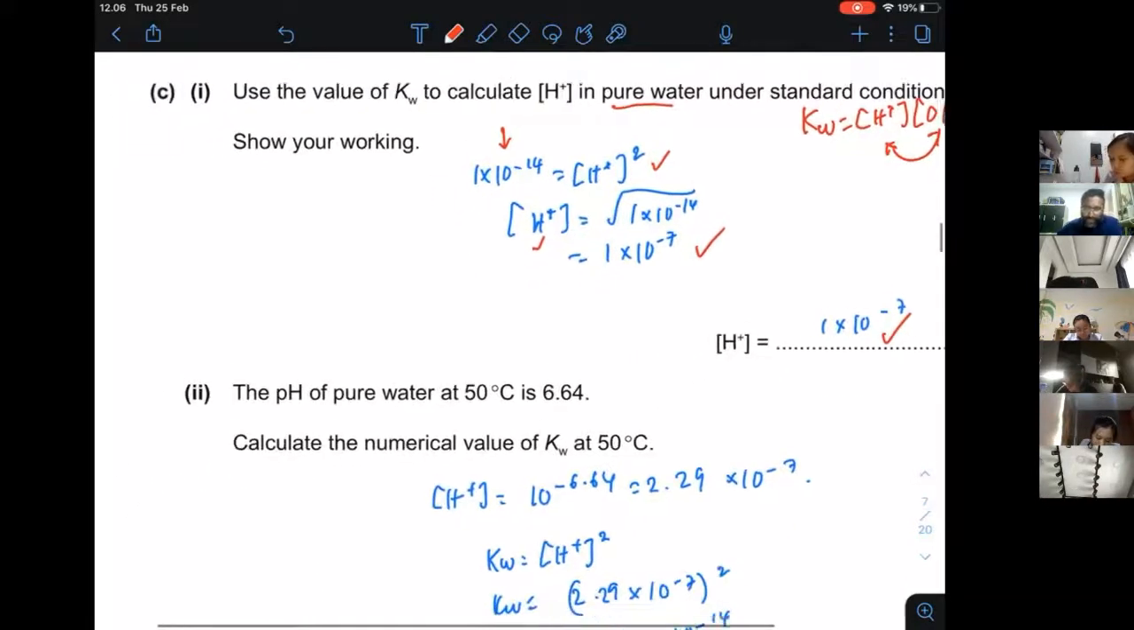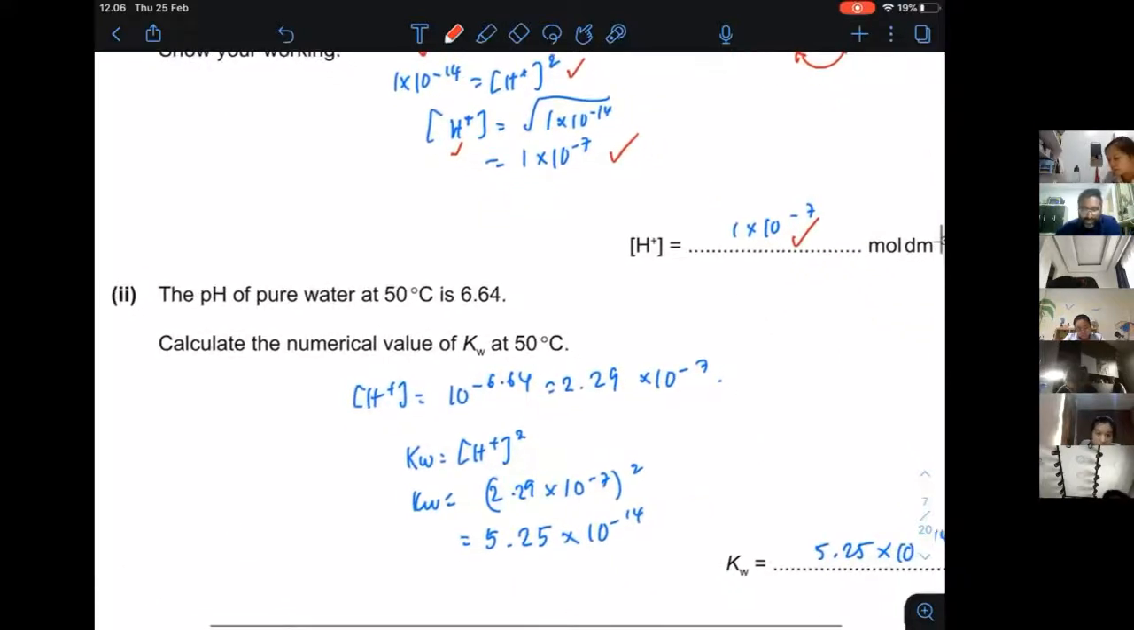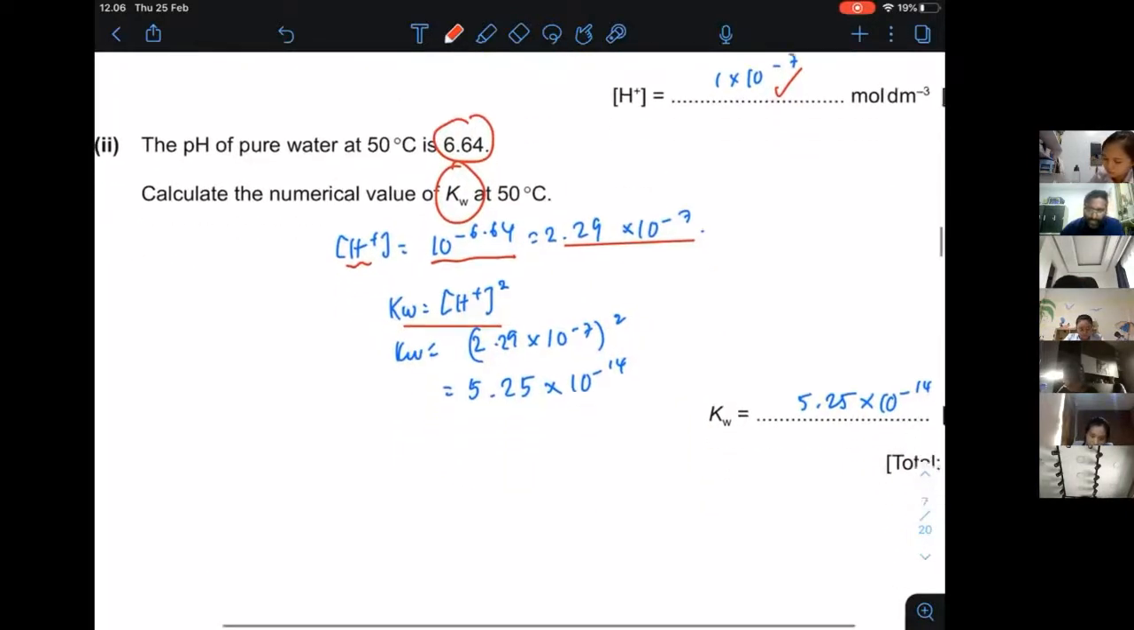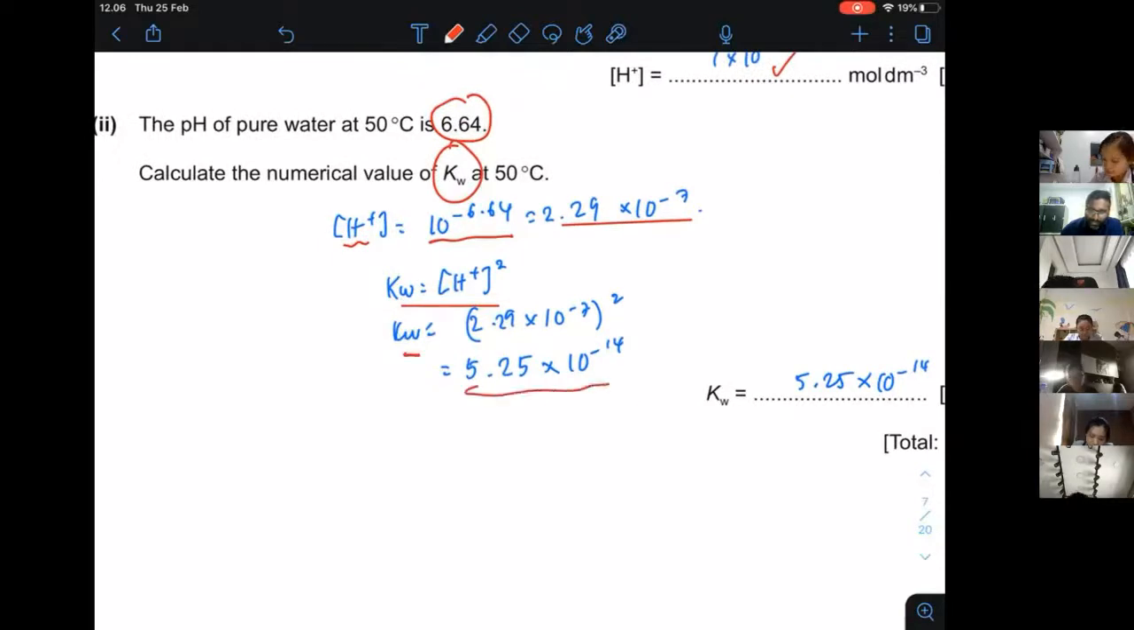Now the pH of pure water changes with temperature. At different temperatures you are going to have different pH. So we need to calculate the Kw at 50 degrees Celsius. How to do that? They have given you the pH, so just calculate the concentration of H plus using the formula: 10 to the power of negative 6.64. You will get the concentration of H plus. Then use the formula, and you will get the Kw. The new Kw is going to be this one.